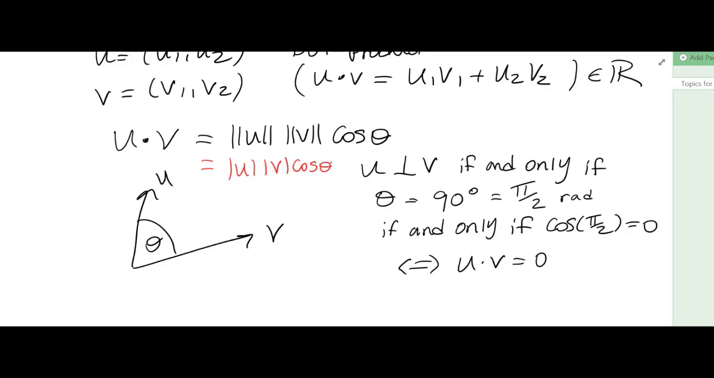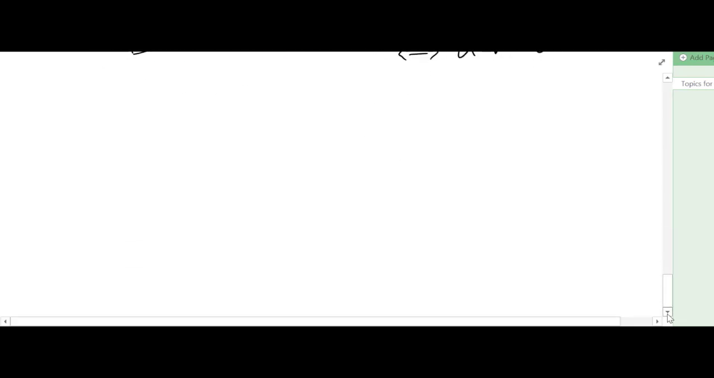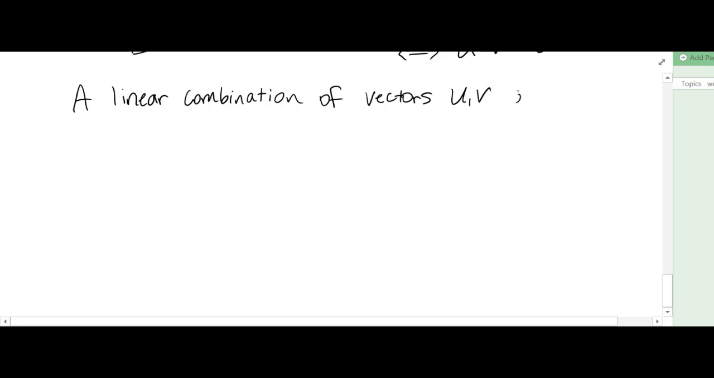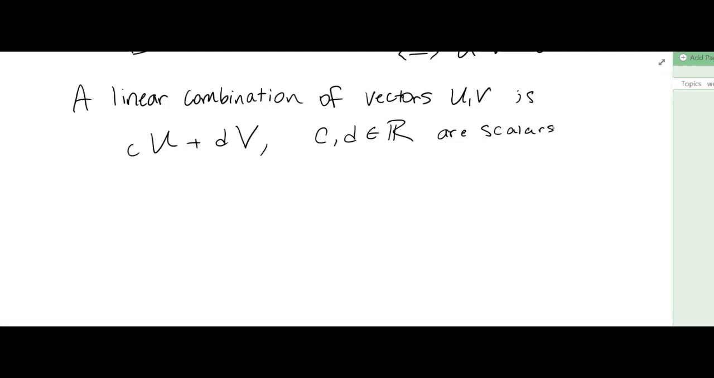Okay, so let's talk about linear combinations of vectors. A linear combination of vectors u and v is a vector of the form cu plus dv, where c and d are real numbers. They're scalars. So it's literally a combination of u and v.